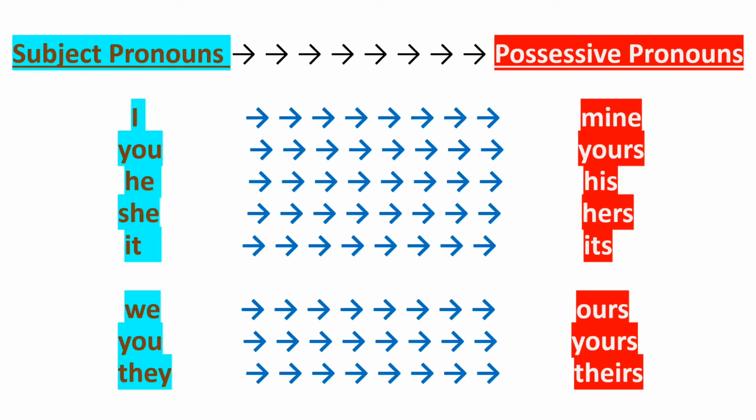They show possession. This table shows you the difference between subject pronouns and possessive pronouns. I becomes mine, you yours, he his, she hers, it its, we ours, you yours, they theirs. The form changes.